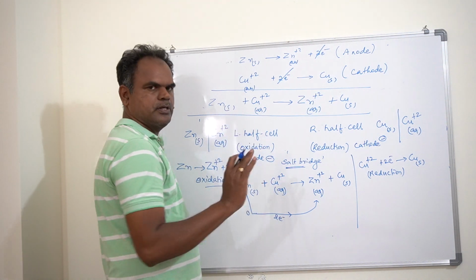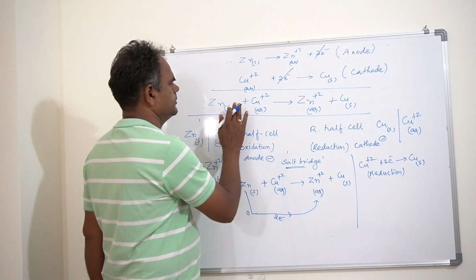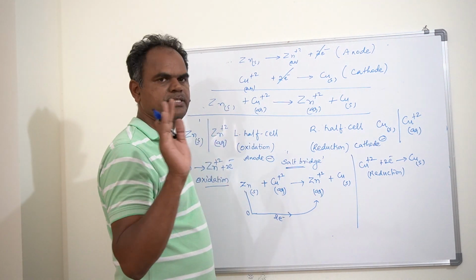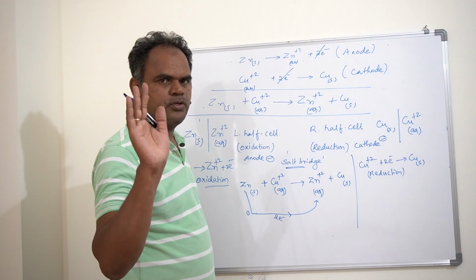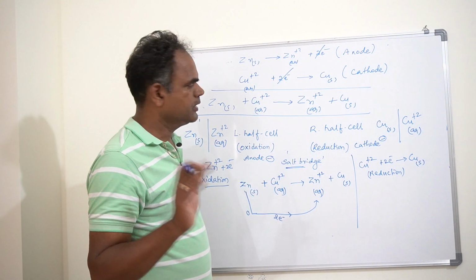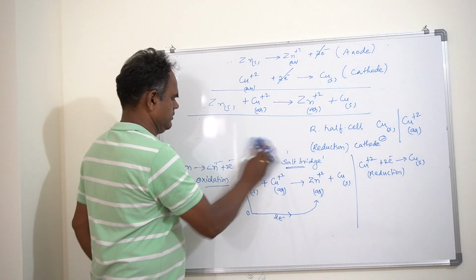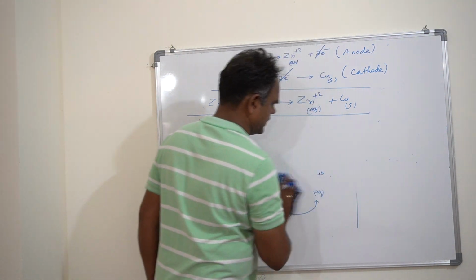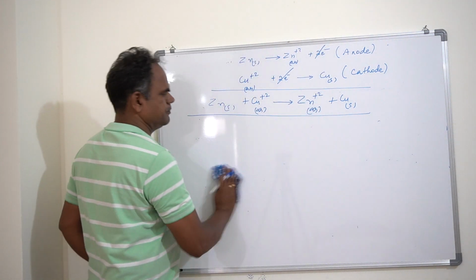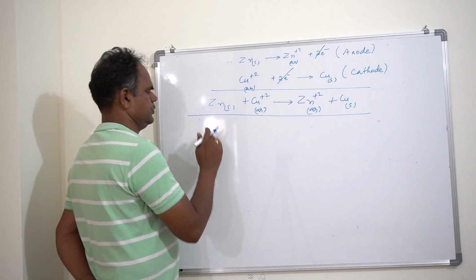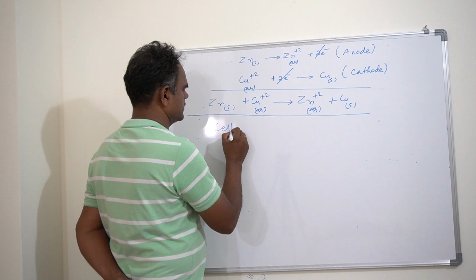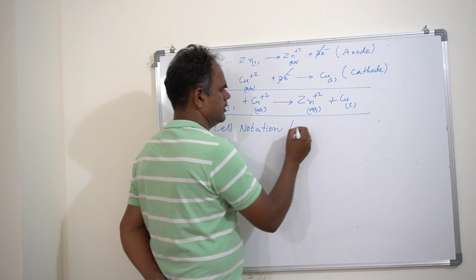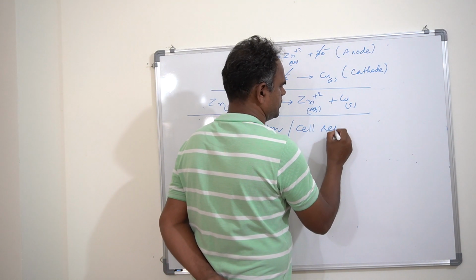So this reaction is spontaneous, and how much cell potential does this reaction produce? The standard cell potential is around 1.10 V EMF. Now this redox reaction can be represented in the form of an electrochemical cell, in the form of a galvanic cell. So I am writing cell notation or cell representation.